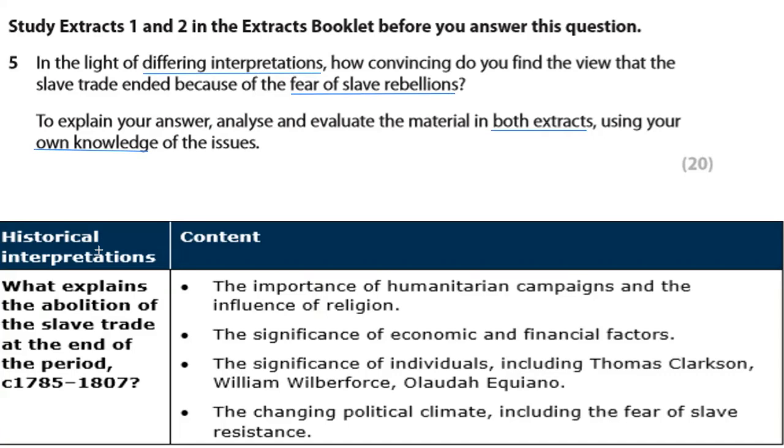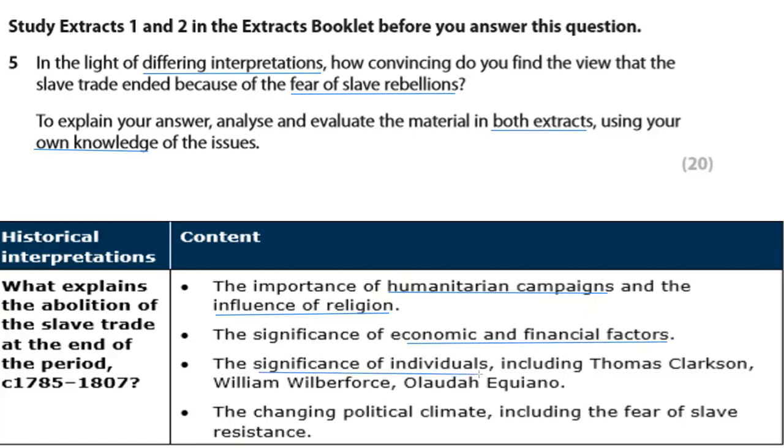Now, in this side of the course, you'll be happy to know that we only look at 4 things. This is the smallest unit, but also it's the most guaranteed unit, as if you know these 4 things, you will be absolutely sorted going into the exam. It's very much one of the easiest questions if you understand the extracts. So what we need to look at is 4 things. We need to look at the importance of humanitarian campaigns and the influence of religion. That's one reason why the slave trade was abolished. The significance of economic and financial factors.